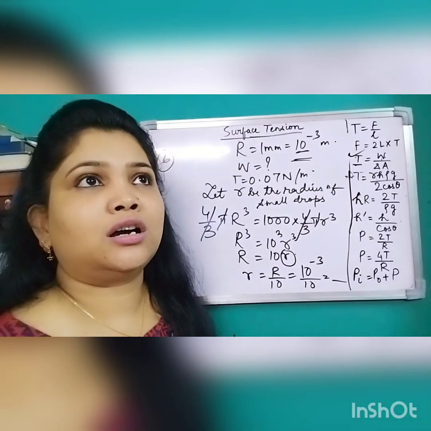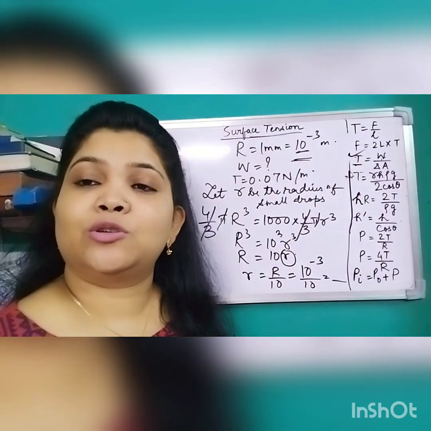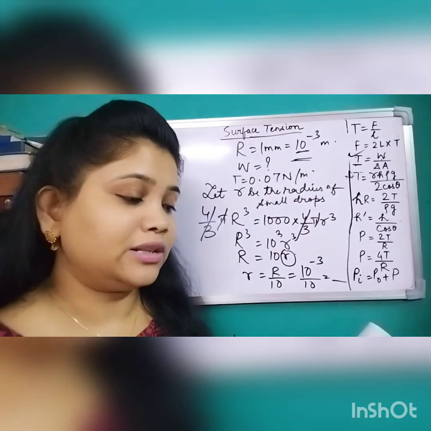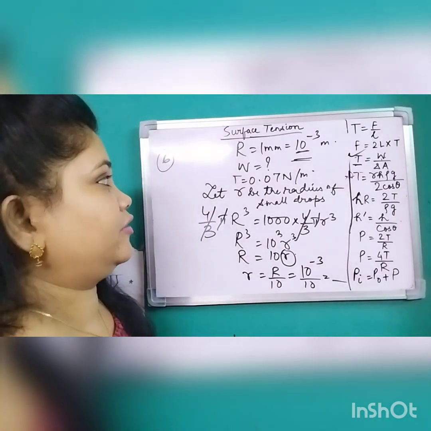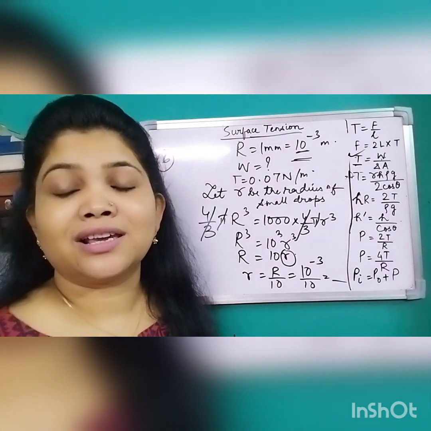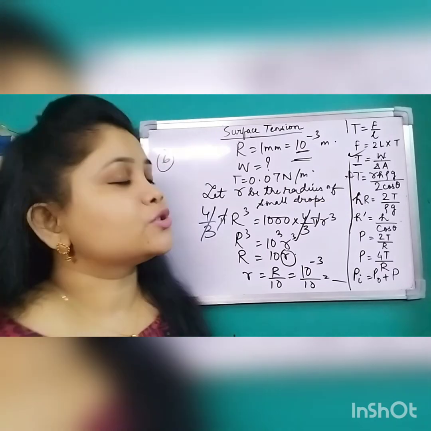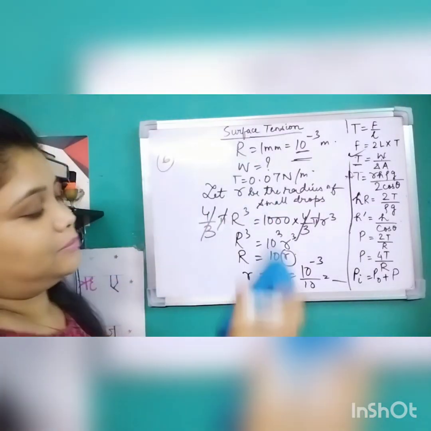We have found out the radius. Now, before finding the work done, they have asked for the work done. Tension is given. What do we have to find out next? The surface area. So how will we find the surface area? Let me give you a proof.